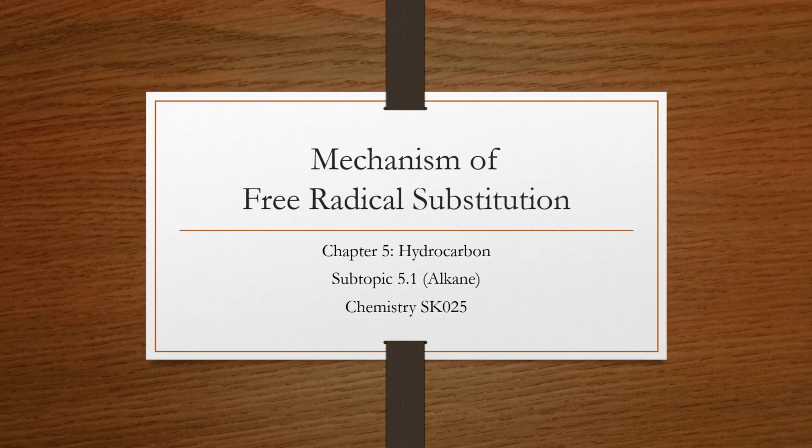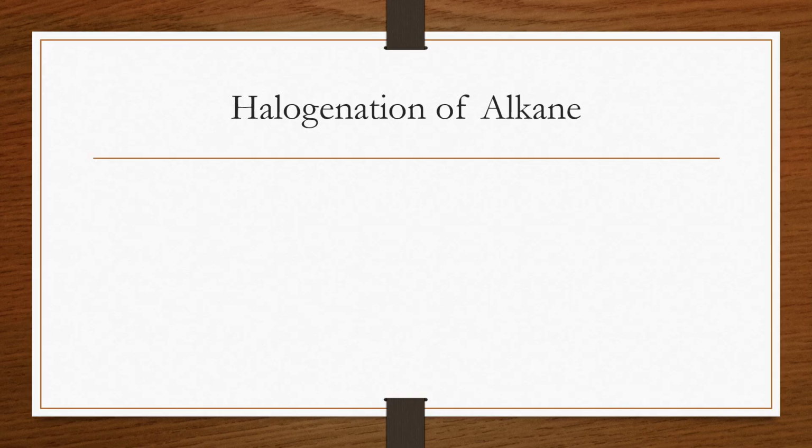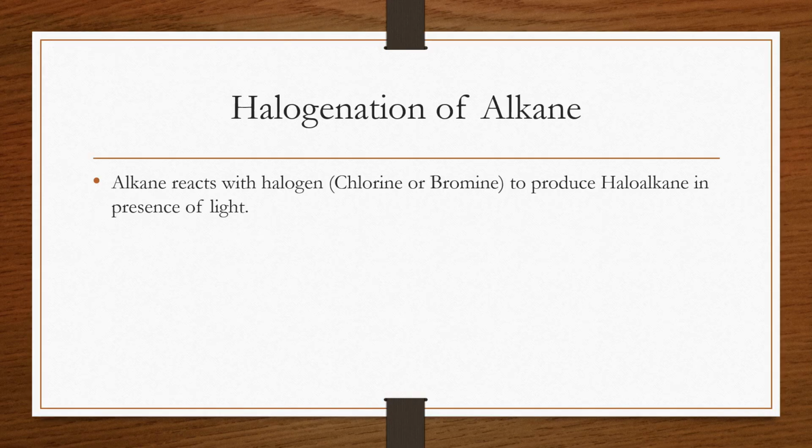Hydrocarbon alkane, mechanism of free radical substitution. Halogenation of alkane. Alkane reacts with halogens such as chlorine or bromine to produce haloalkane in presence of light.